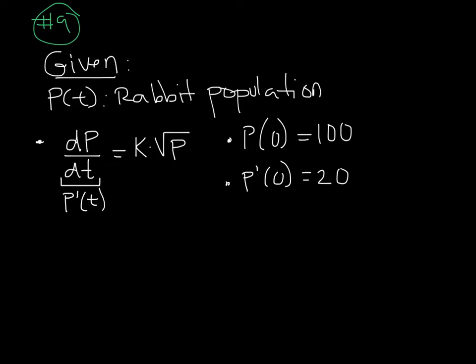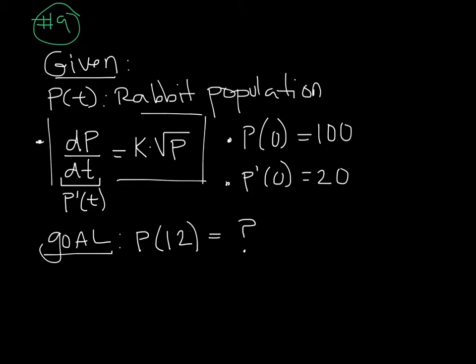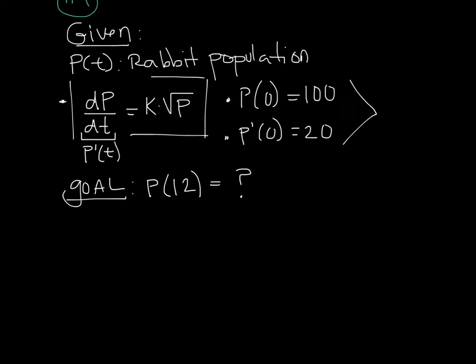So we have a given and a goal, and the goal is how many rabbits will there be 1 year later? We're talking about P of t, so we want to find P of 12. Why 12? Because there are 12 months in a year, and our unit here is months. So this is what we're looking for. Hopefully that wasn't too bad. Here is our differential equation, and of course we're going to use these. So let's go ahead and try to find P of t.